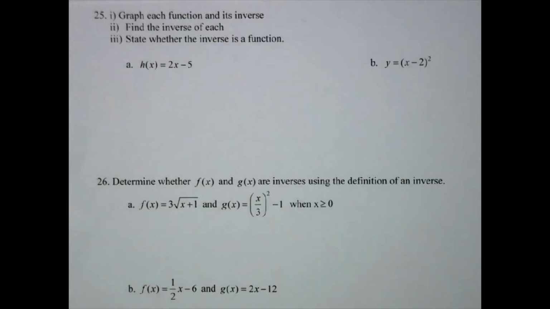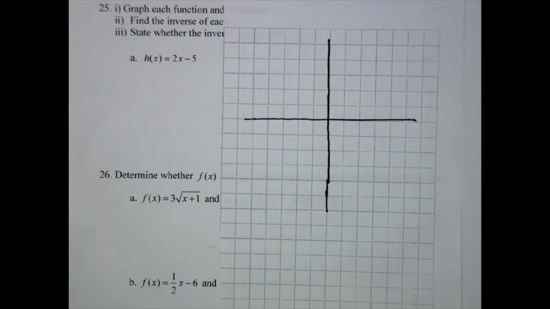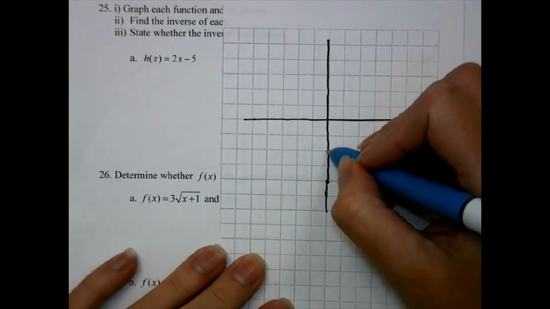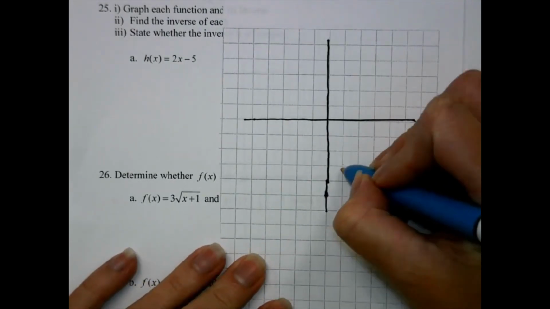Right, our last topic is inverses. We're going to graph the function and its inverse. We're going to find the inverse, and then we're going to state whether the inverse is in fact a function or not. So for the graph, you can either graph it, then find the equation, or you can find the equation and graph it from there. So if I graph 2x minus 5, so 1, 2, 3, 4, 5, slope of 2.